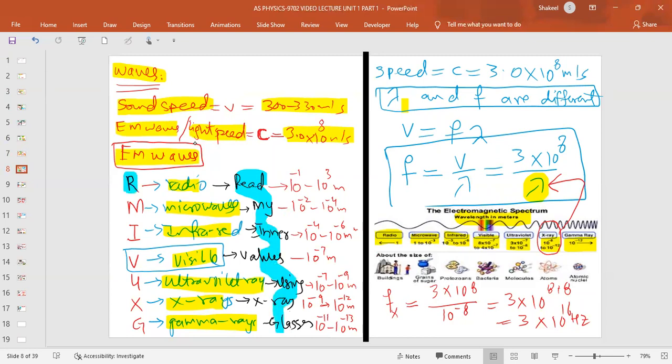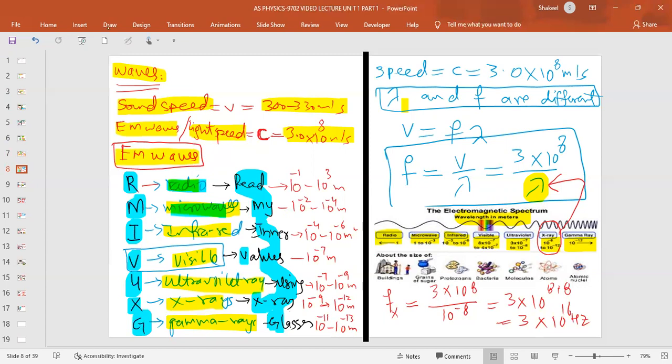R for read and R for radio. M for my and M for microwaves. I for inner and I for infrared, V for values and V for visible, U for using, U for ultraviolet, X-rays, and G for glasses and G for gamma rays. So you can make their order as read my inner values using X-ray glasses. So radio wave, microwave, infrared, visible light, ultraviolet, X-ray, and gamma rays.